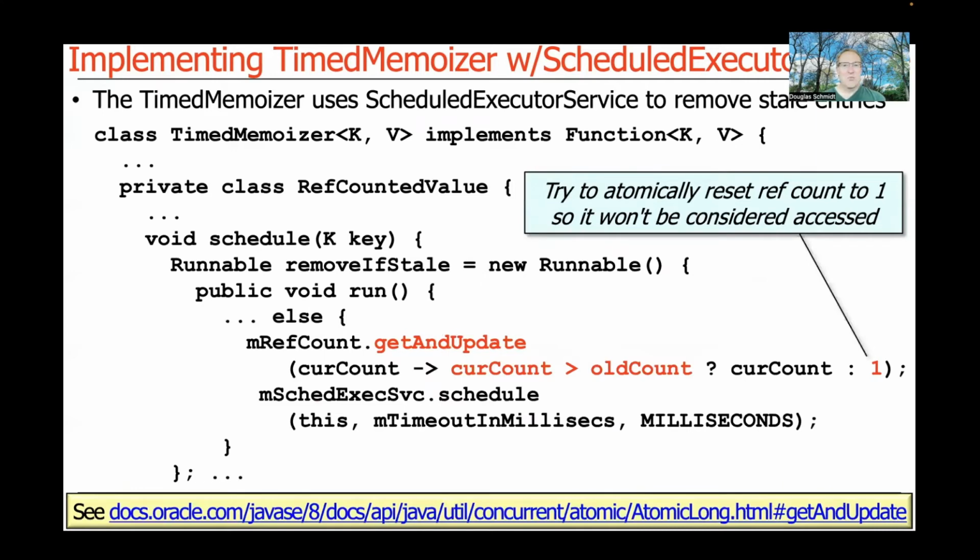Otherwise, we're going to do some really cool fancy footwork with some of the very powerful features that are part of Java's atomics package. What we're going to do here is try to atomically reset the ref count to 1 so it won't be considered accessed. And here's what we do. We call the get and update method, which atomically takes the current count. If the current count is greater than the old count, in other words, if it's gone up since we took a look at the earlier version, since we cached it earlier, then we go ahead and set it to the current count. Otherwise, we set it back to 1.